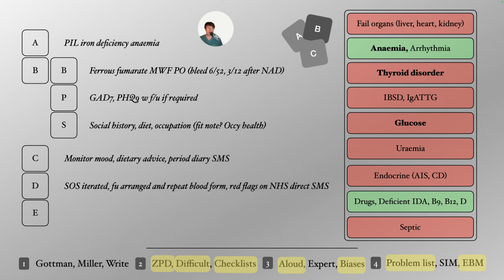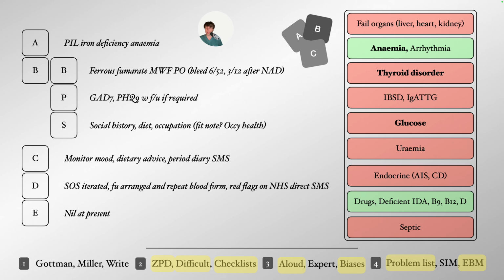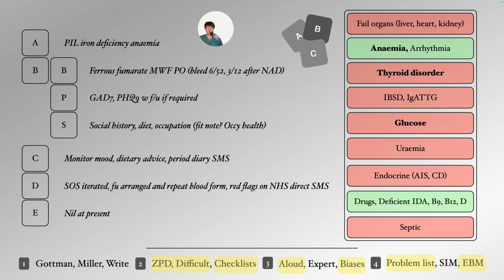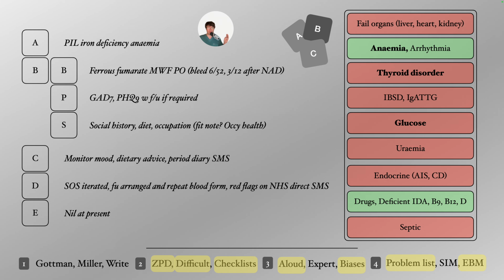And then E is escalation, so I don't think we need to escalate this to a hematologist at the moment. I think they're okay. So A, B, C, D, E for how we've managed. And you can have the group come up with that.